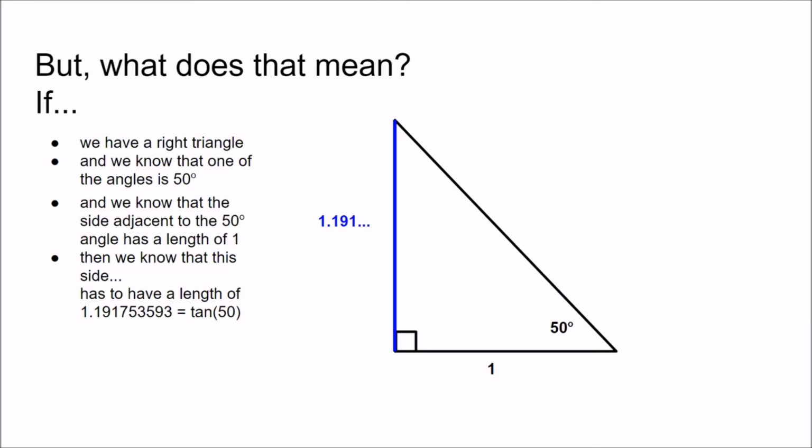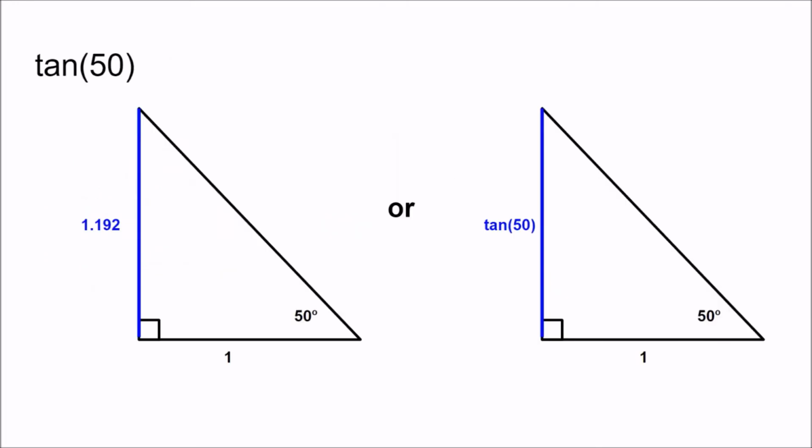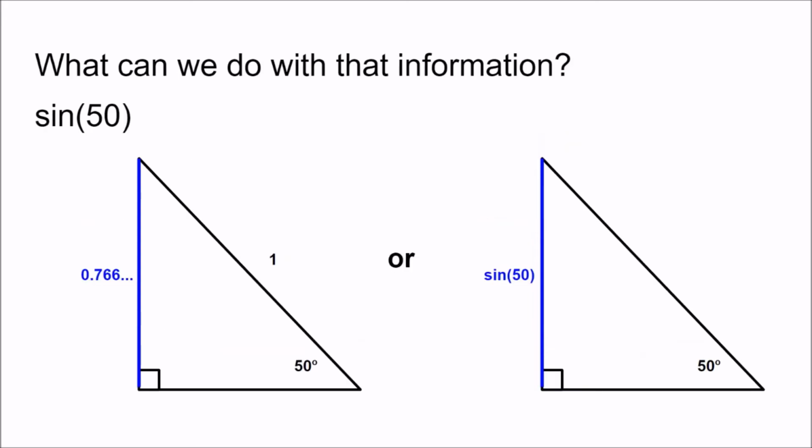So again, looking at these side by side, we can use the decimal value or that tan of 50, because the tan of 50 again is a length, not a degree of an angle. Now what can we do with this? So let's go back to the sine of 50. Again, the sine of 50 was 0.766 if the hypotenuse has a length of 1. Now keep in mind that we can call 0.766 the sine of 50.